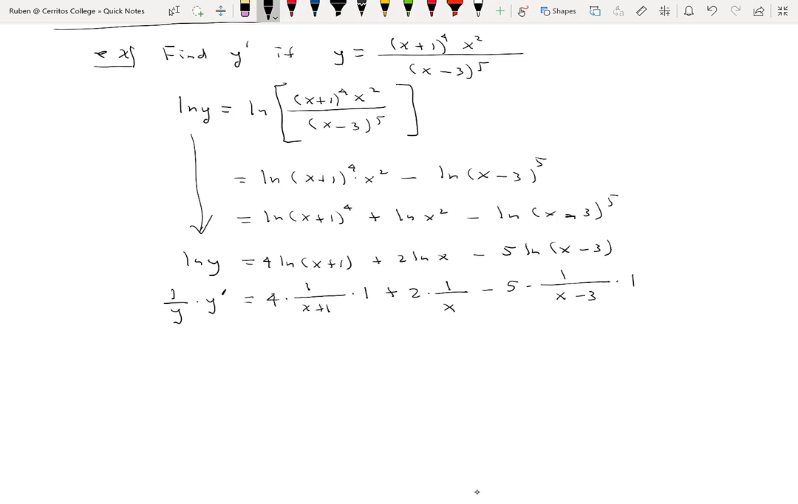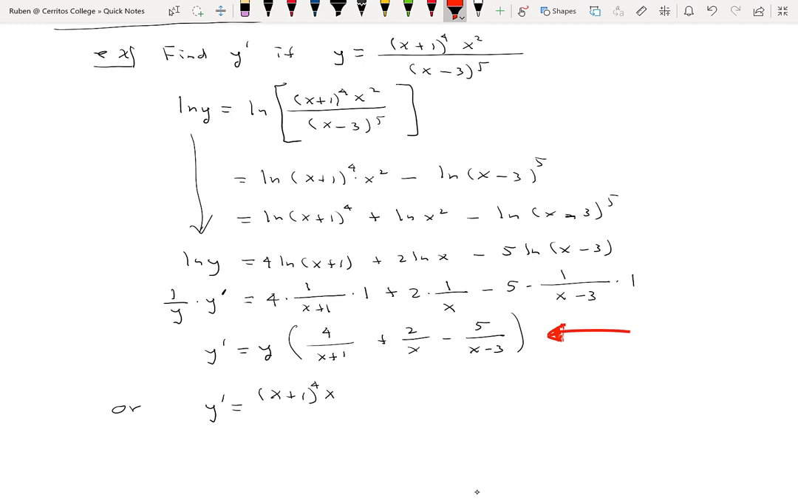Finally, if you multiply both sides by y, y prime is y times 4 over x plus 1 plus 2 over x minus 5 over x minus 3, which is perfectly fine, even though our derivative has a y in it. It's okay to have y's in our derivatives. Or you can substitute the original y back in and have everything in terms of x. It doesn't matter to me. On your exam or your homework, you can leave the answer just as I wrote it, with the y leading the coefficient, or you could substitute the y value back in.